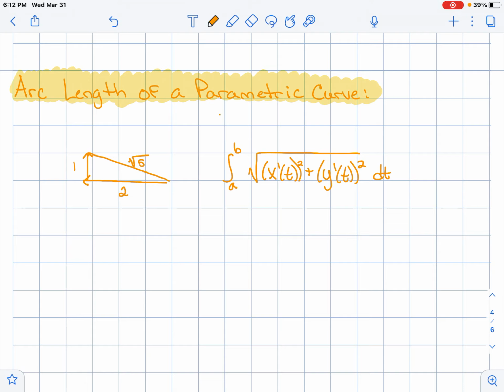So the length of a parametric curve, not how you spell parametric, on the interval from a to b is this.